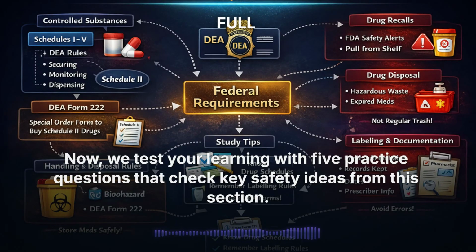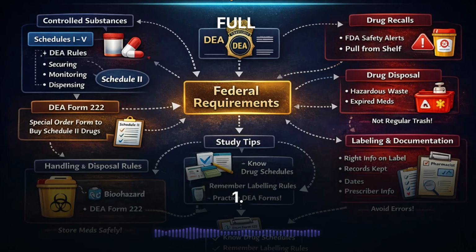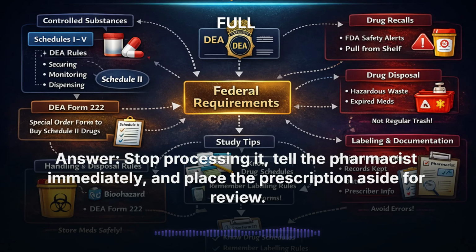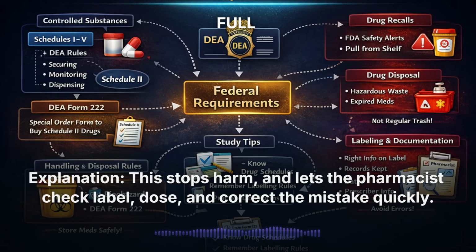Now, we test your learning with 5 practice questions that check key safety ideas from this section. 1. What is the best first step if you notice a wrong label on a filled prescription? Stop processing it, tell the pharmacist immediately, and place the prescription aside for review. This stops harm, and lets the pharmacist check label, dose, and correct the mistake quickly.